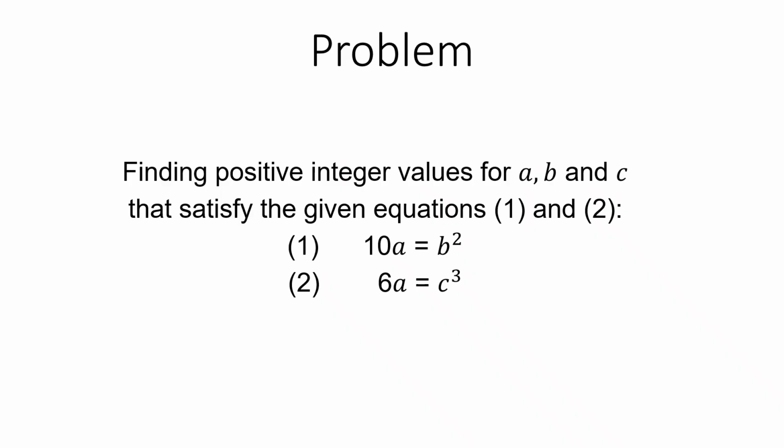So consider this problem. Find positive integer values for a, b, and c that satisfy the given equations 1 and 2. In equation 1, 10a is equal to 3b squared, and in the second equation, 6a is equal to c squared. So we need positive integer values for a, b, and c.